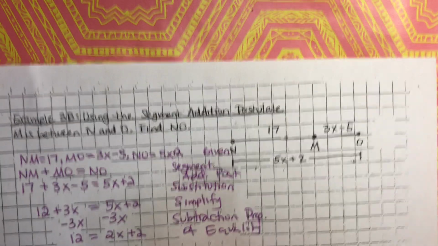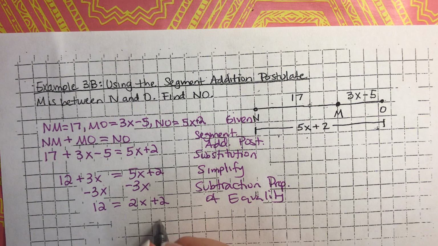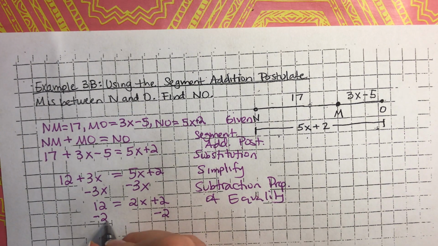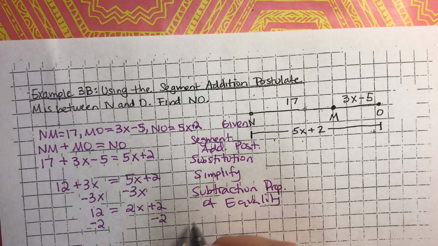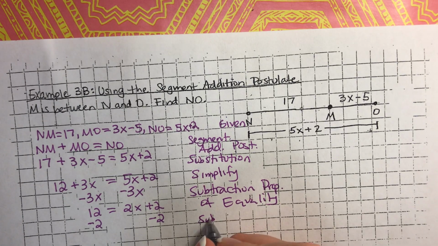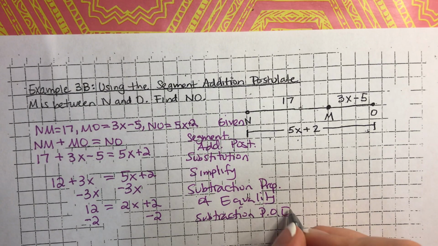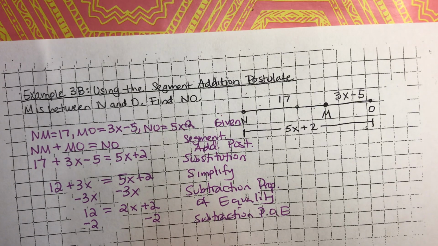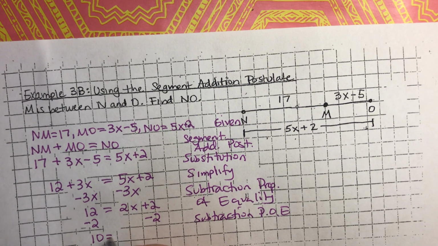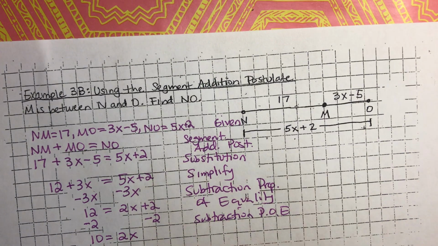Trying to get x by itself, so I've got to get rid of this 2. I'm going to do the inverse operation, which would be subtraction again. So that again is going to be the subtraction property of equality. 12 take away 2 is 10 equals 2x.